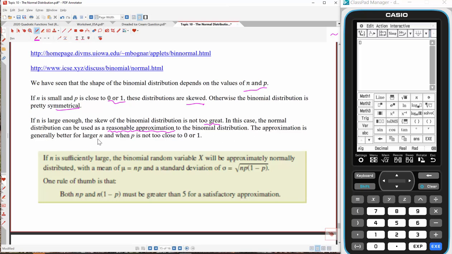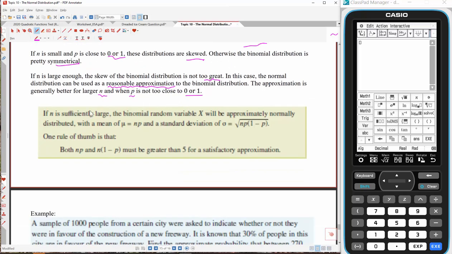The approximation is generally better for larger n and when p is not too close to either 0 or 1, if it doesn't lean too close to either side. So in summary, if n is sufficiently large, the binomial random variable x will be approximately normally distributed. Again, it's worth noting approximately, with a mean of n times p and a standard deviation of the square root of np(1 − p). Now again, for 2020, these are on the formula sheet, albeit this one is written as sigma squared without the square root sign.